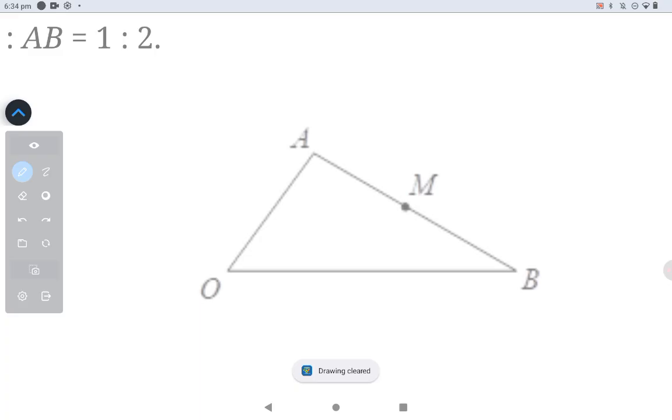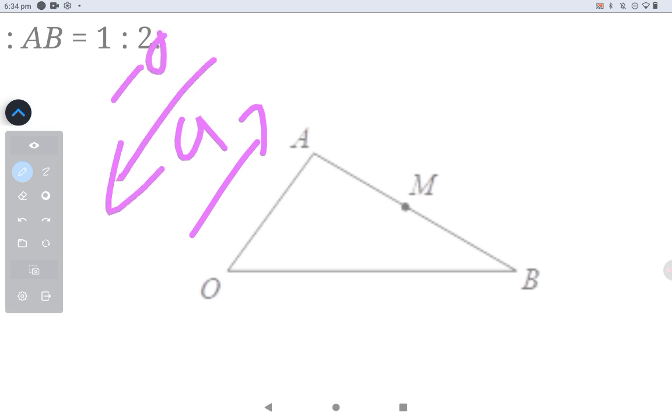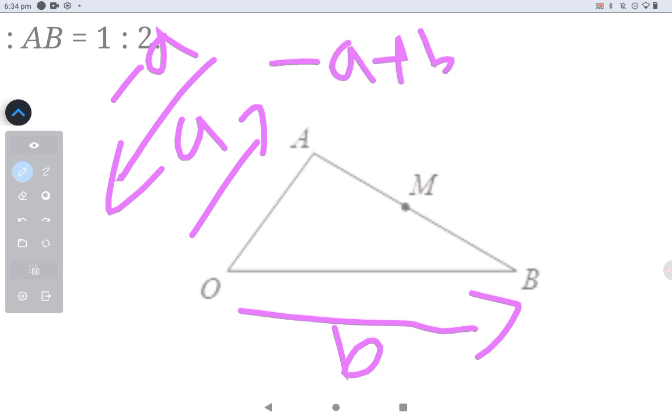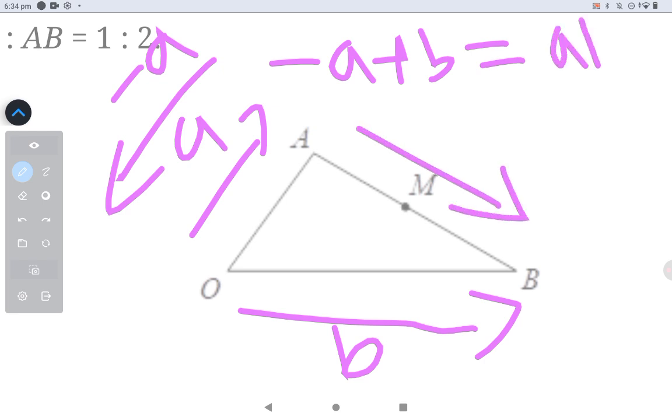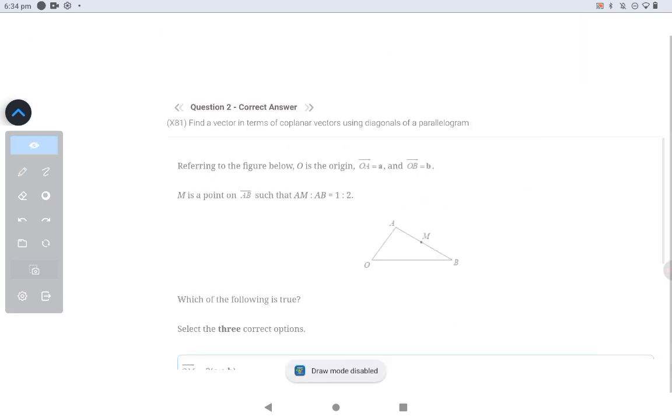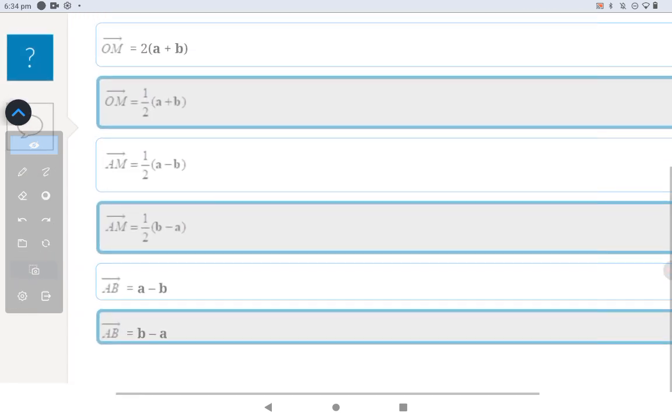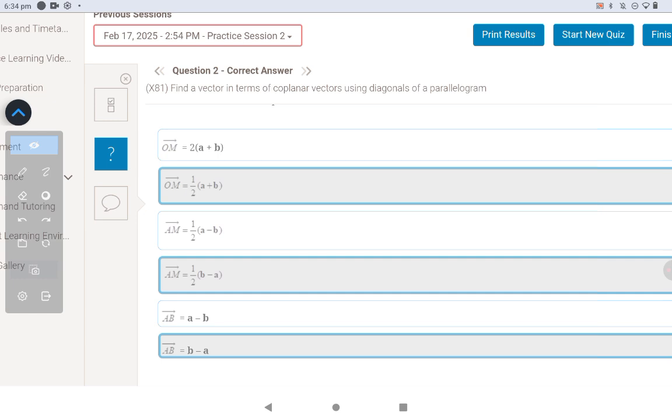Now, this side OA, going the other way, AO, is negative a. OB remains the same, so it's b. So negative a plus b will give you the value of AB. Negative a plus b is the same as saying b minus a. So AB is b minus a. That's the value of AB.